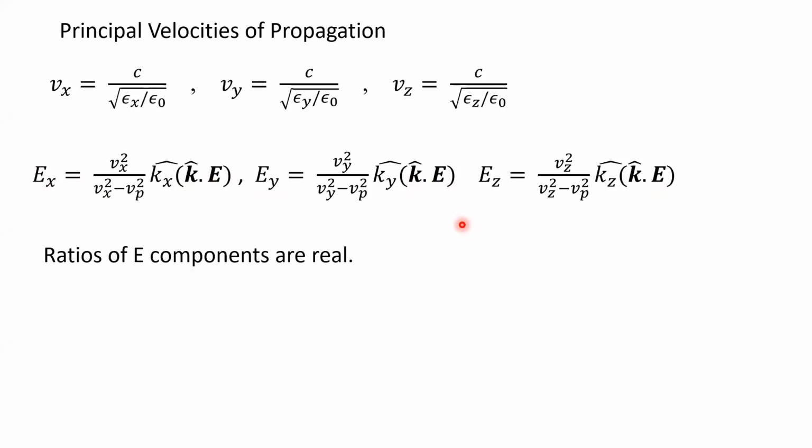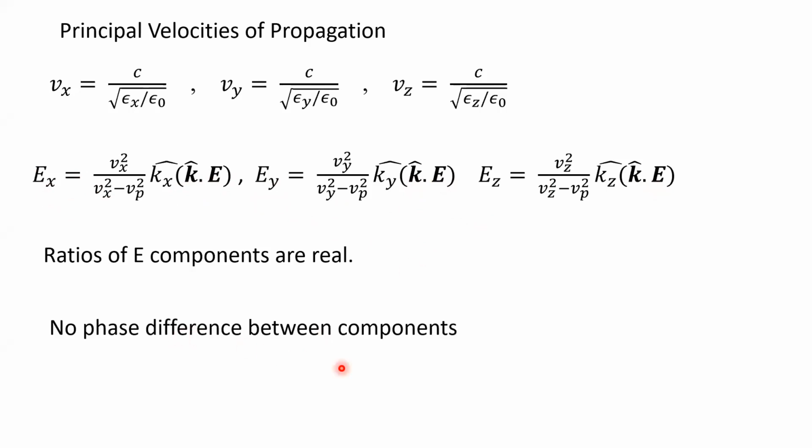What's the consequence of that? There's no phase difference between the components. Remember how we earlier represented the circular polarization? We introduced a phase difference between the two components, so if you take the ratio of the two components for circular polarization, there would be a complex part to it. What we have here is a different thing. What you are saying is that when you take the ratio, the ratios are all real.